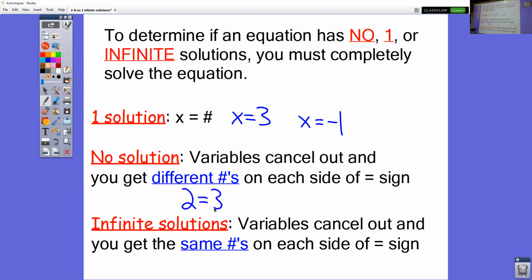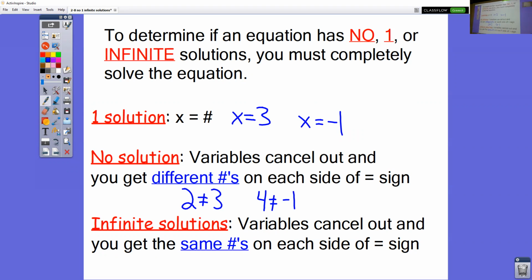2 equals 3. Well, does 2 equal 3? No, that doesn't make any sense. Those are not equal to each other. I put a little slash there to say not equal to. Doesn't make any sense. You might get like 4 equals -1. That doesn't make any sense. 4 and -1 are not the same number.